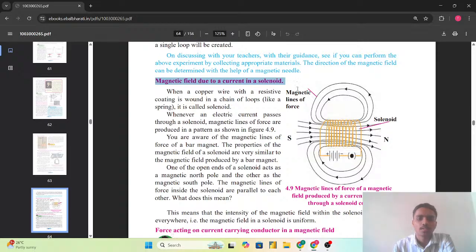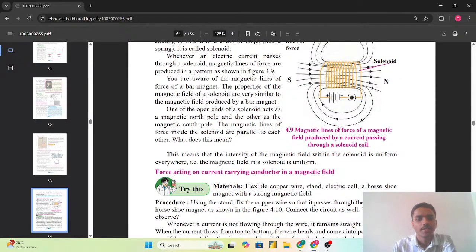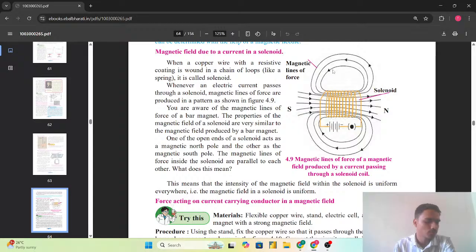Magnetic field due to the current in a solenoid. So we have to see this. When a copper wire with a resistive coating is wound in a chain of loops like a spring, it is called a solenoid. This may be asked in the exam regarding the solenoid: how is the magnetic field produced? Whenever an electric current passes through a solenoid, magnetic lines of force are produced in a pattern as shown in figure 4.9. As we can see here, the solenoid coil is connected in the circuit, and we can see the magnetic lines being generated.